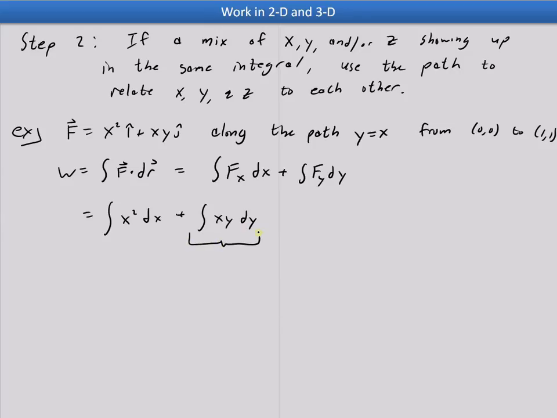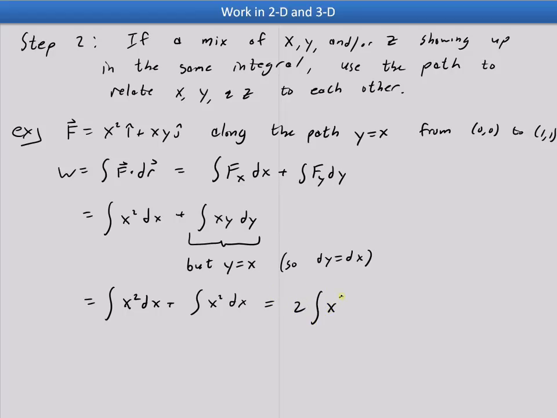So let's use that to rewrite this integral. In particular, y is equal to x. So that also means that dy is equal to dx. Just like you would do a substitution for an integral, it's exactly what we're doing here, but we use the path as the substitution. Okay, so let's rewrite this. The first term stays exactly the same. The second term, we're going to replace y with x, so this is x squared, and we replace the dy with dx. And hey, look at that, actually both of these terms are the same.